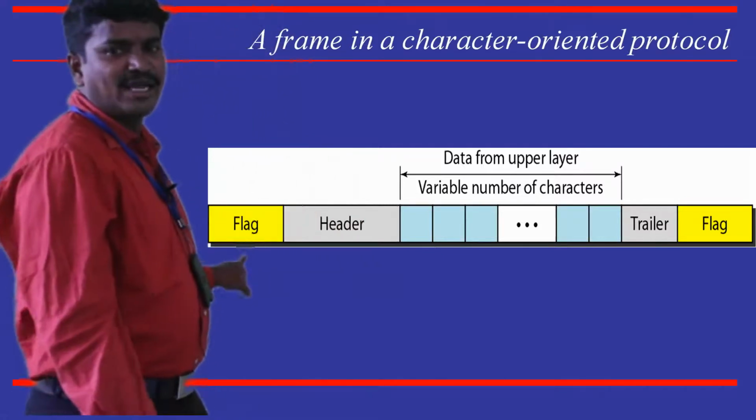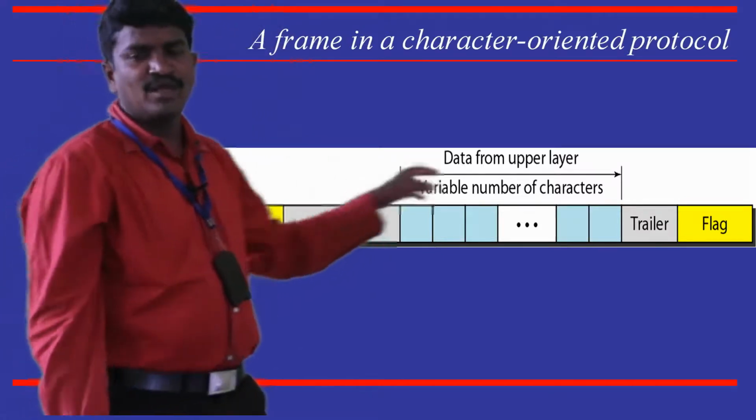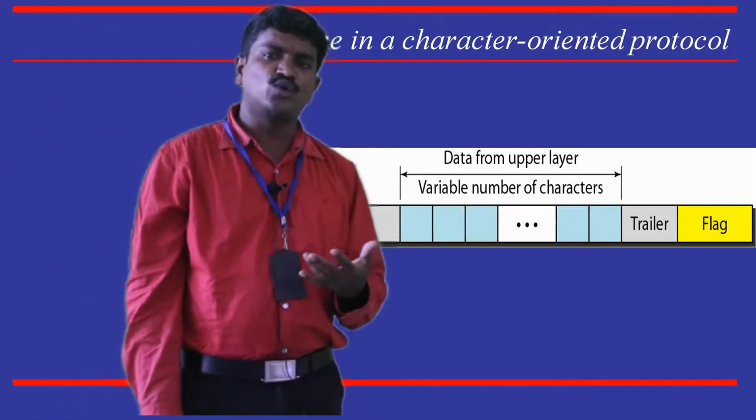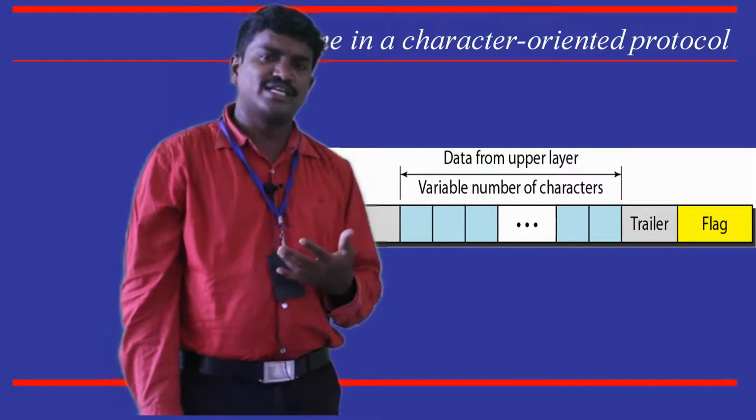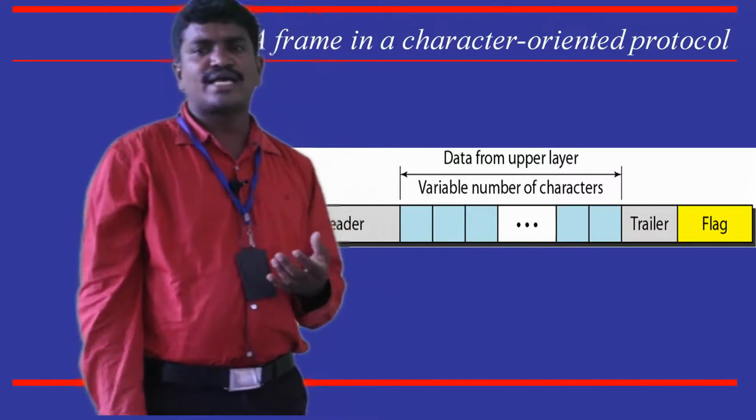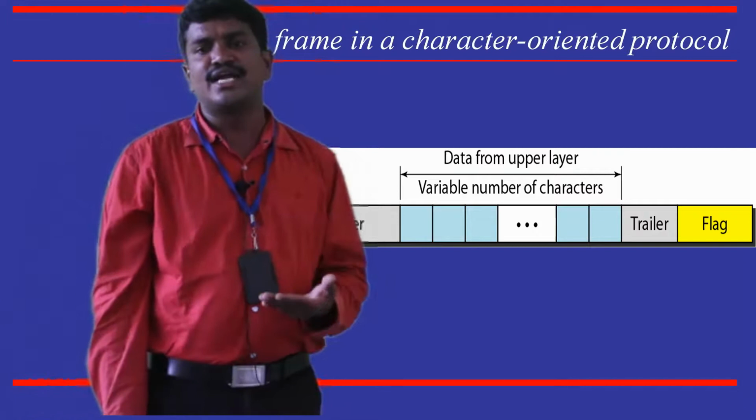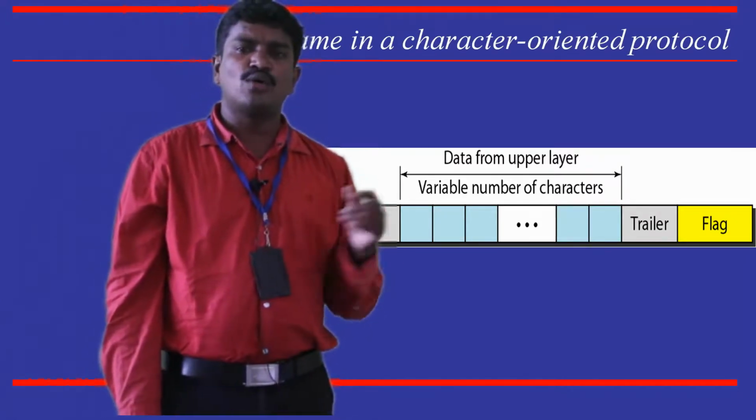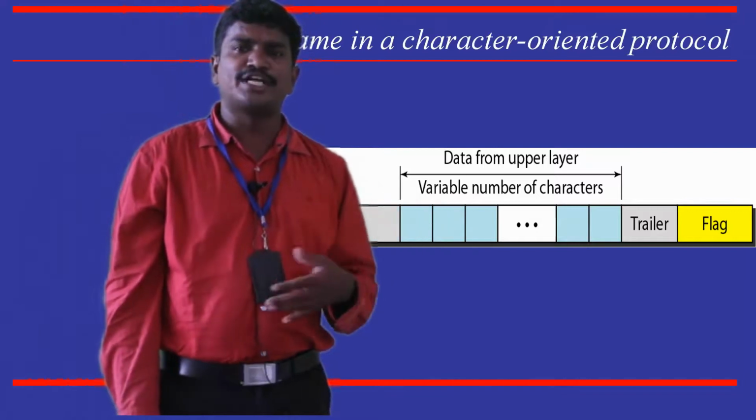So flag is a byte, right? Flag is a byte, and one more flag is a byte. So what we are trying to do in this byte stuffing method is, additional bytes are inserted into the data in order to avoid this misinterpretation.